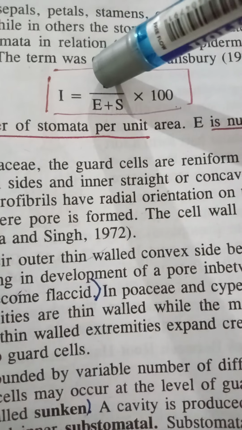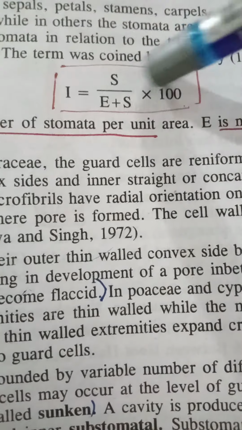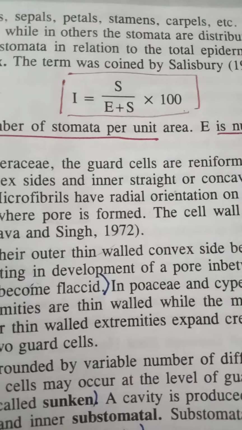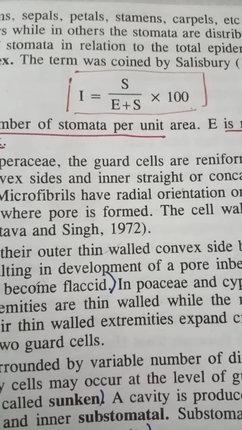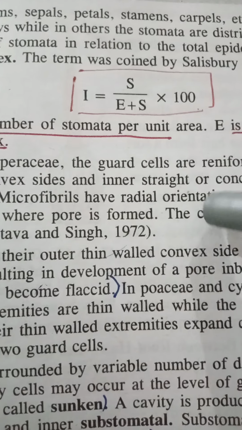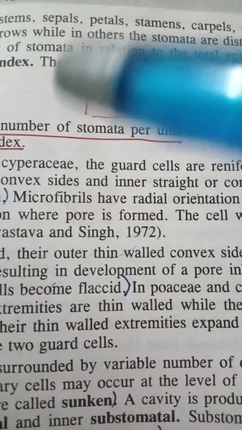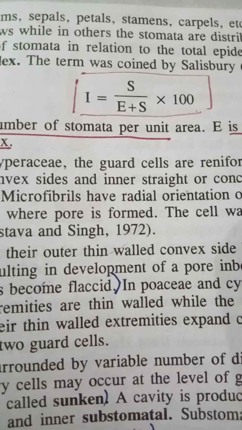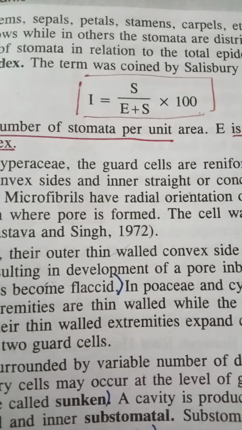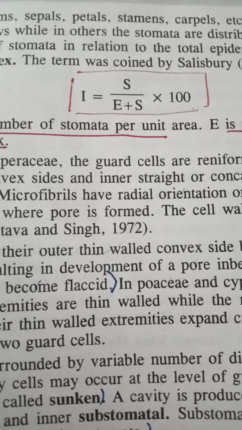E is the number of epidermal cells per unit area. So when we divide this and multiply it with 100, we get the stomatal index. Again, in some plants the stomata remain in normal condition and the subsidiary cells are just present at the same level as the stomata. But in some plants, basically in xerophytic plants, the stomata are covered by the subsidiary cells. Then we call them sunken stomata.